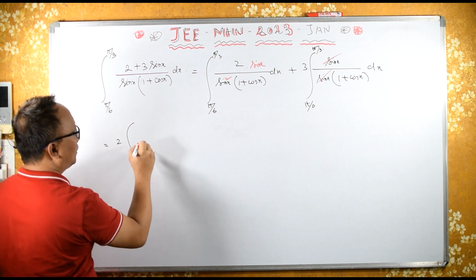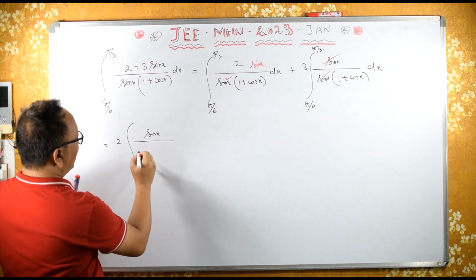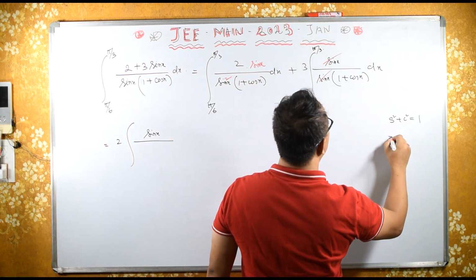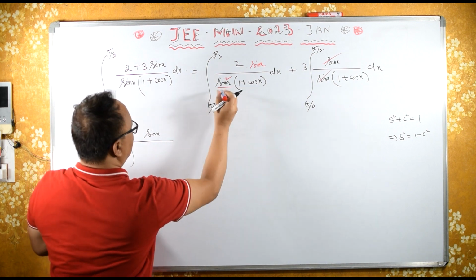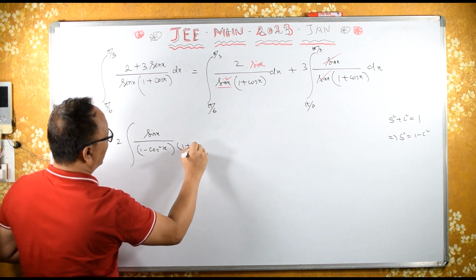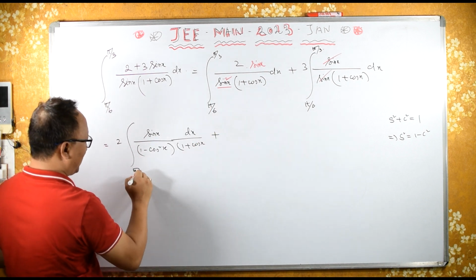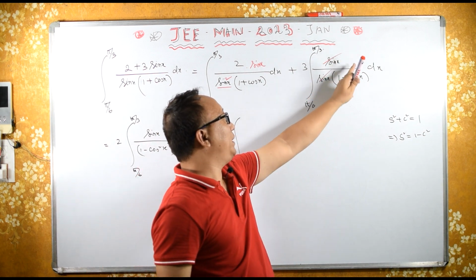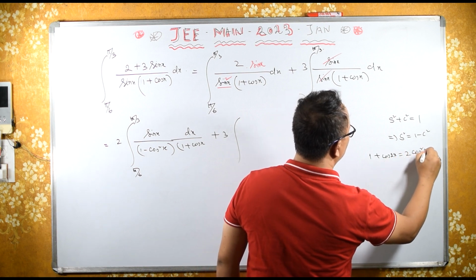This is the same as 2 sin x into, okay, here what is sin square x? We have sin square x plus cos square x equals 1. This implies sin square x equals 1 minus cos square x. Therefore, instead of this, I can write 1 minus cos square x into 1 plus cos x dx, plus, now the limit is the same, pi by 6 to pi by 3. Here, remember we have 1 plus cos of 2x equals 2 cos square x.